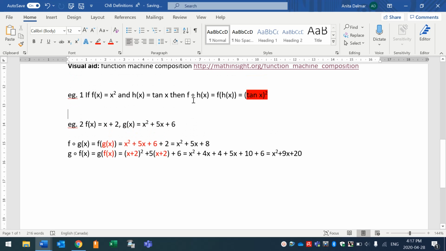Now remember that the order matters. You have to go from the inside out always. So you take the inside function, you substitute it into the outside function, and then you simplify if you can.